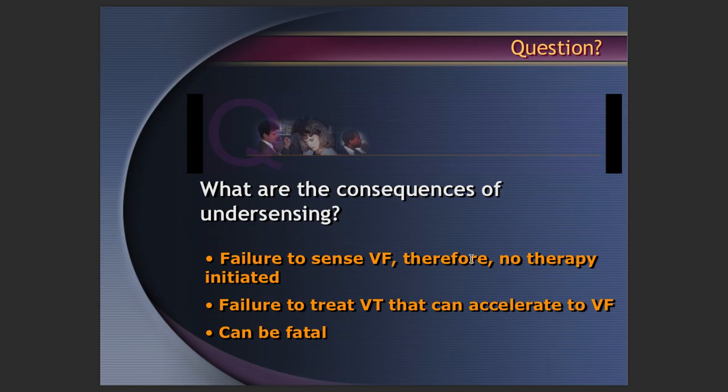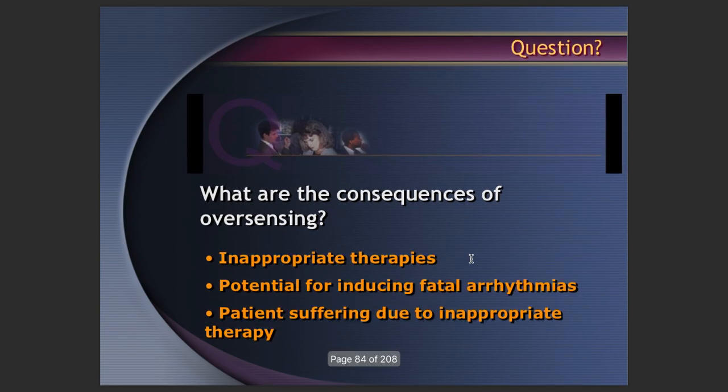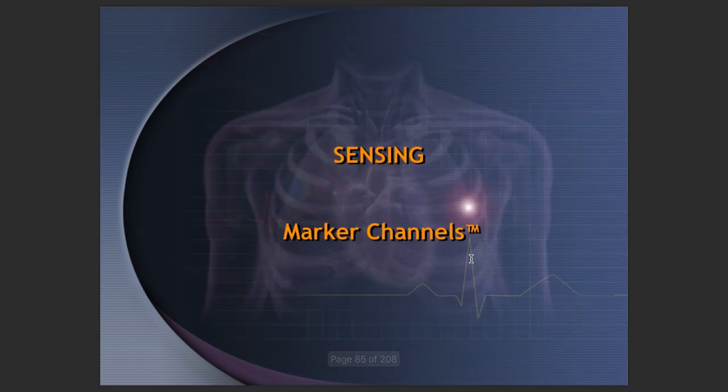So what is happening is, if you're not sensing well, or there's undersensing, VF will be there and you will not be able to see those VT or even VF, and of course it can be very fatal. And those are the times when you want to give them a therapy which should be appropriate and as soon as possible. So a lot of times what is going to happen is it is going to lead to inappropriate therapy, okay? And there is potential for inducing fatal arrhythmias, and the patient tends to suffer due to the inappropriate therapy, in fact, okay?